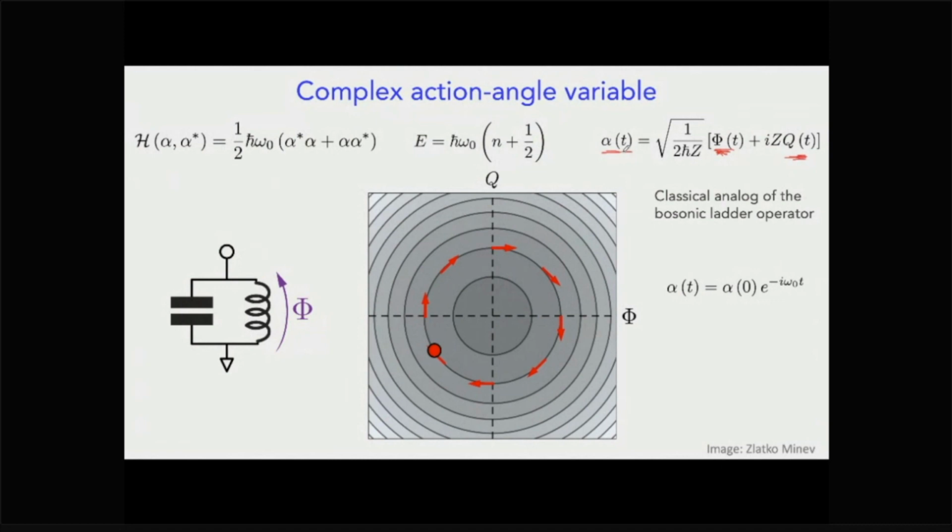But its time evolution is also really nice and simple. I can write that alpha of t is equal to alpha 0. Alpha 0 is just, well, maybe if I started my system not at phi equals 0, if I started my system over here, then alpha of 0 would be the point over here. And alpha of t describes the path or the trajectory that the particle takes along this ring.